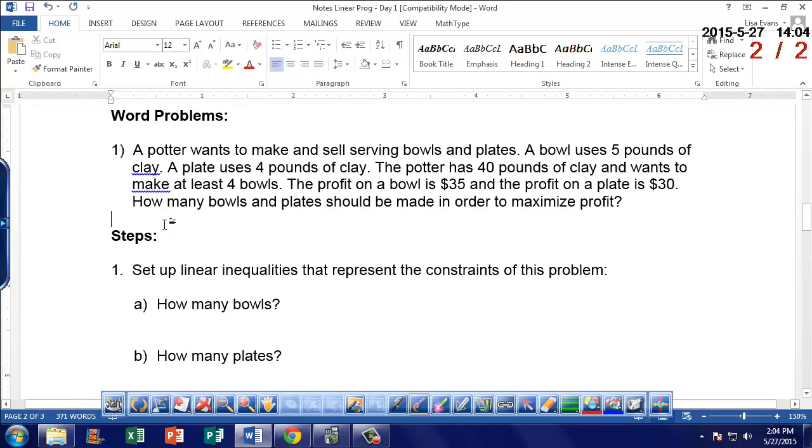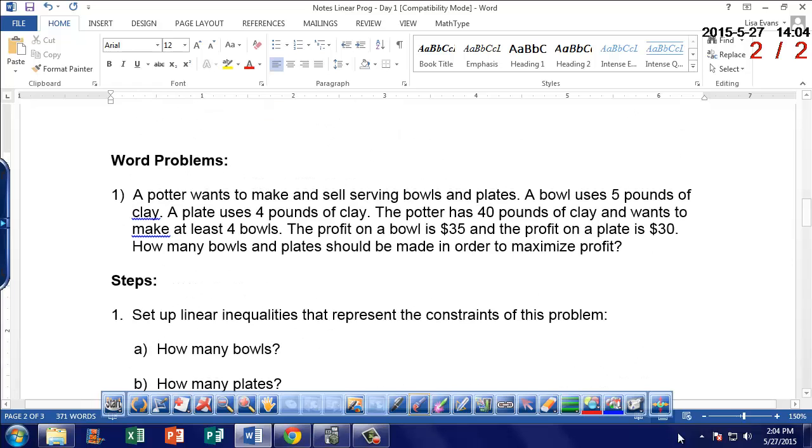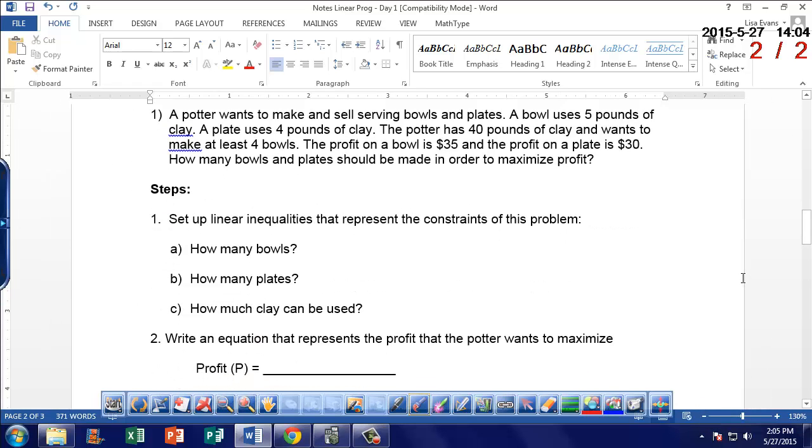So let me make this a little bit smaller so we can see this. Okay, what I usually like to do is write my profit equation. Once I write my profit equation, I can eliminate something. So I know it's going to be $35 on a bowl and $30 on a plate. So 35x plus 30y, because we called our bowls x's and our y's plates.